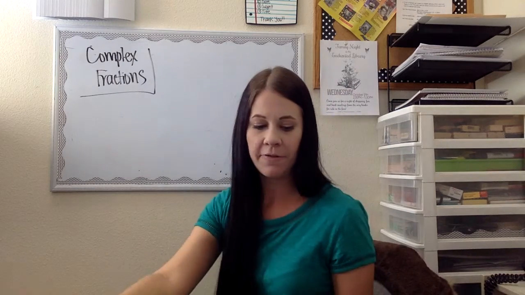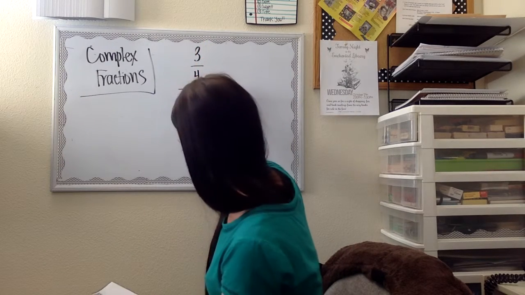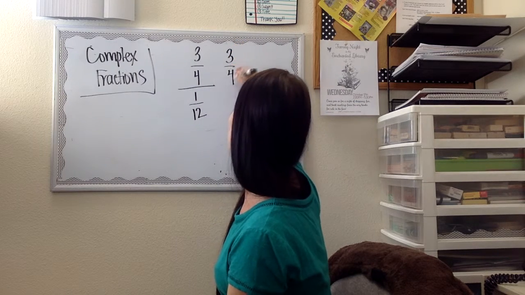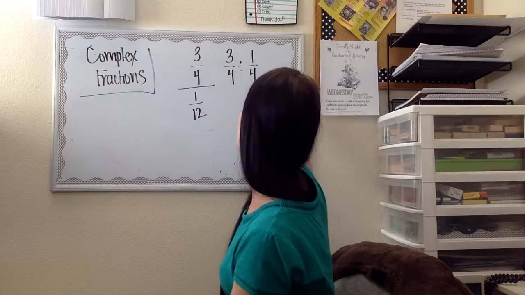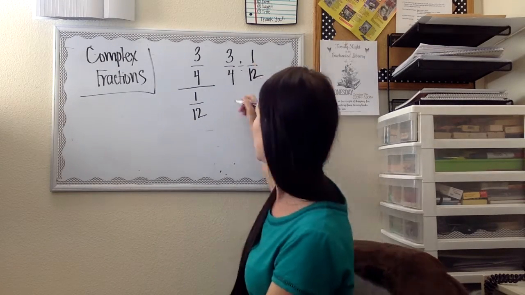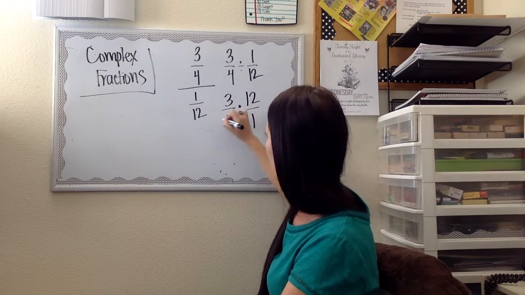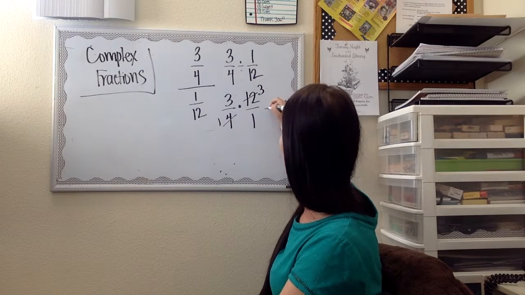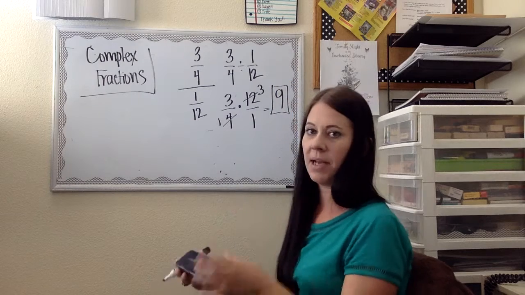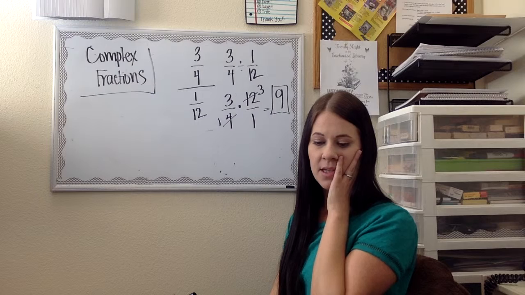So here is another version of that. 3/4 divided by 1/12. So I'm going to immediately rewrite it in a format that I like. And try not to mess up my numbers. Then I turn it into a multiplication problem. Then I cross cancel. And then I finish the problem. And because everything's positive, I know my answer is positive. Okay? Hopefully that makes sense.